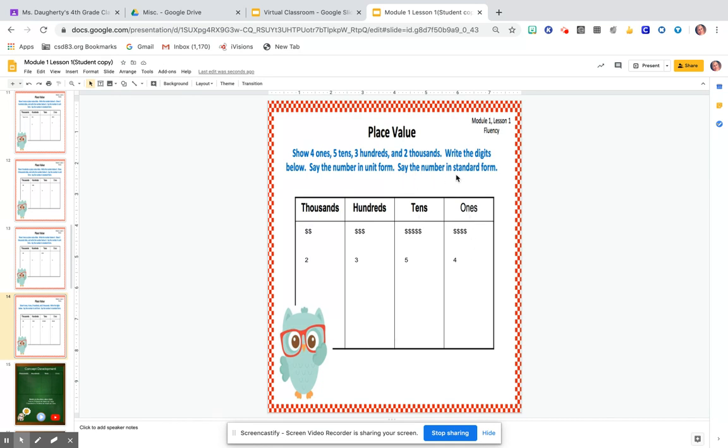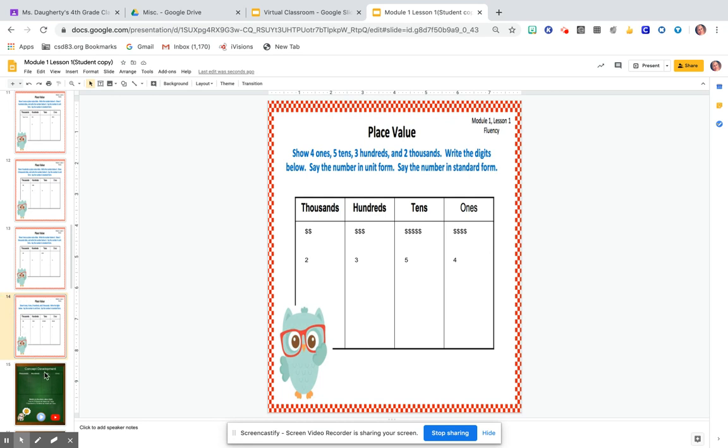However, when I say the number in standard form, if I was to write you a check right now and say, okay, go take this money and go shopping for me and buy whatever toys you want, I would say I have $2,354 to spend. $2,354 to spend on toys.